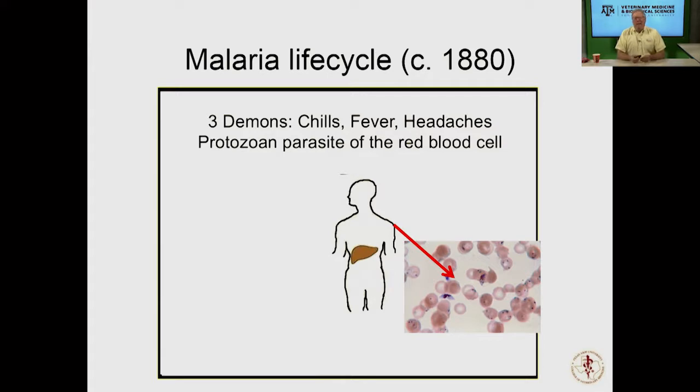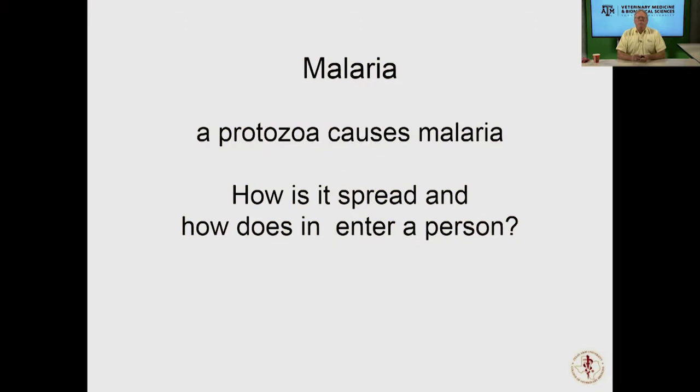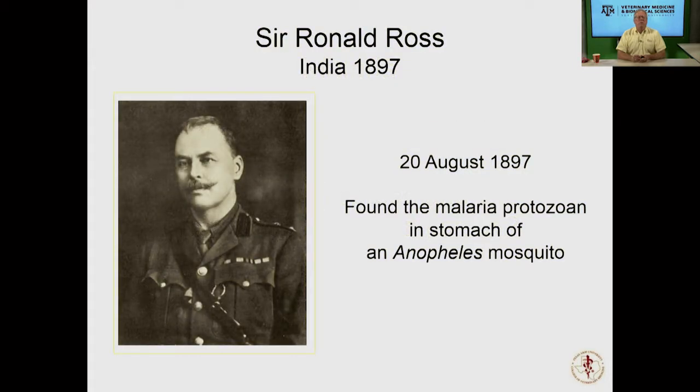So in 1880, we knew that there was a protozoan parasite. We also knew there were chills and fevers, but that's about all we knew about the life cycle. So how was it spread from person to person? How did this protozoan go from person to person?